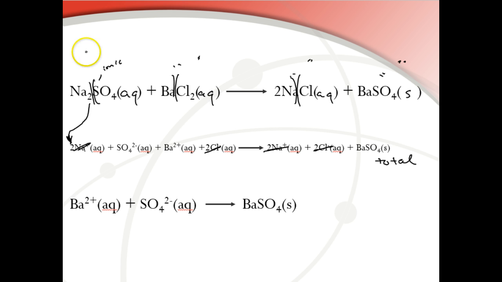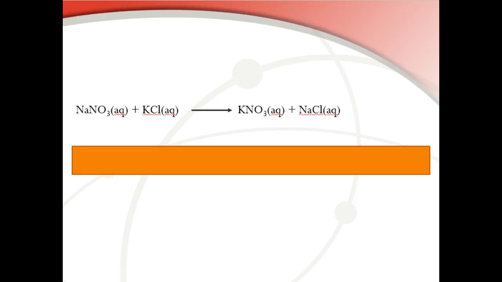Okay, so again, split apart strong electrolytes, leave weak electrolytes together, cancel out whatever species are the same on both sides. These are called spectator ions because they don't do anything. And then rewrite whatever's left over as my net ionic equation. Let's take a look at another example.